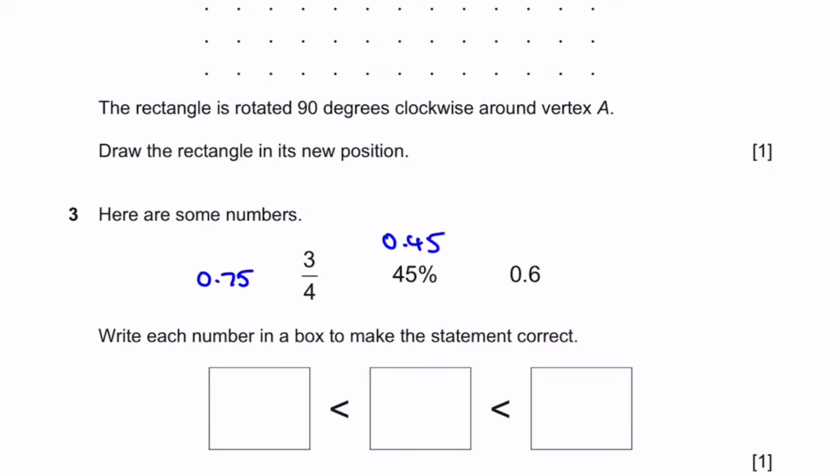So the lowest is 0.45, 45%. And then that is less than 0.6, which is the medium. And then that's less than 3/4, which is the largest. Remember, you have to write the values which are given in the question, not 0.45 or 0.75. That's our answer.